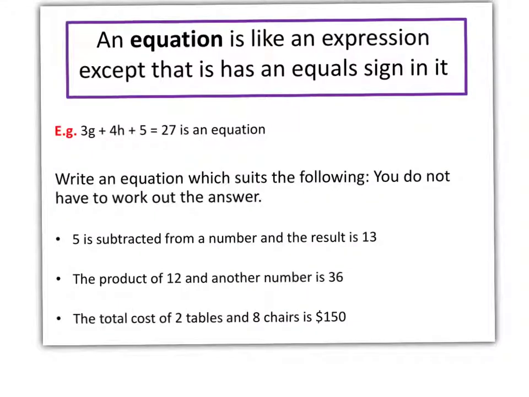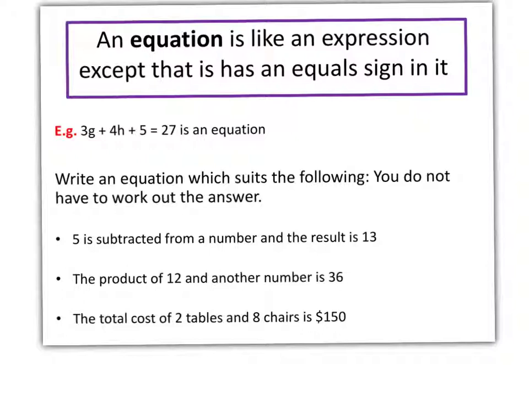A little bit different to an expression is an equation. So an equation is like an expression except that it has an equal sign in it. So for example, 3g + 4h + 5 = 27 is an equation. So having a go at writing some equations which suit the following, and just to note that we don't need to at the moment be able to work out the answer.